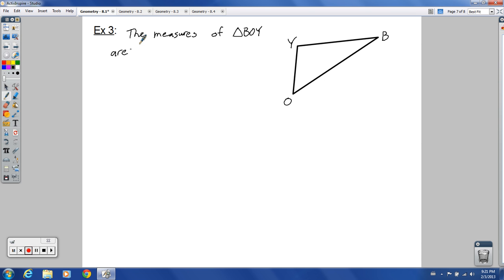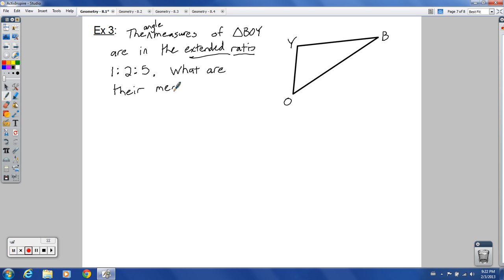So the measures of triangle BOY, I should say the angle measures. Let me put that in there. The angle measures of triangle BOY are in the extended ratio, and that's a new term for us. So let's underline that. Extended ratio 1 to 2 to 5. So you might wonder what the heck is going on there. Just a moment, we'll get there. So what are their measures?